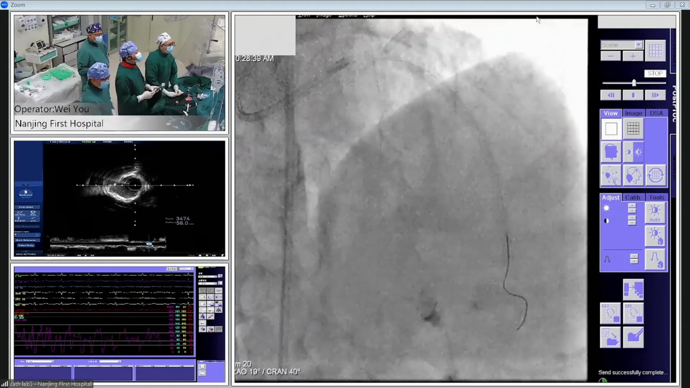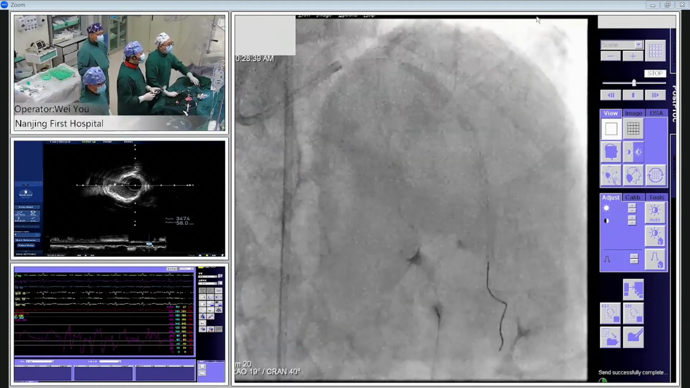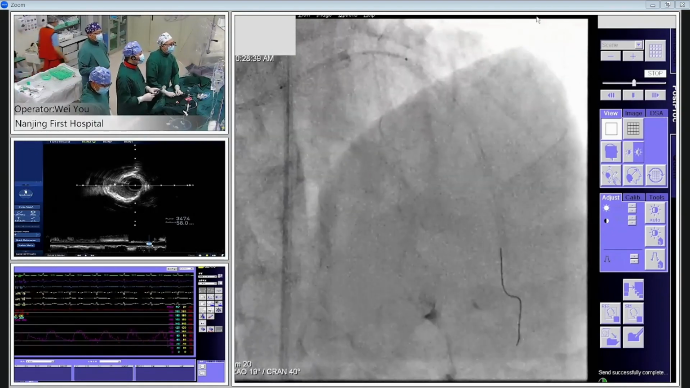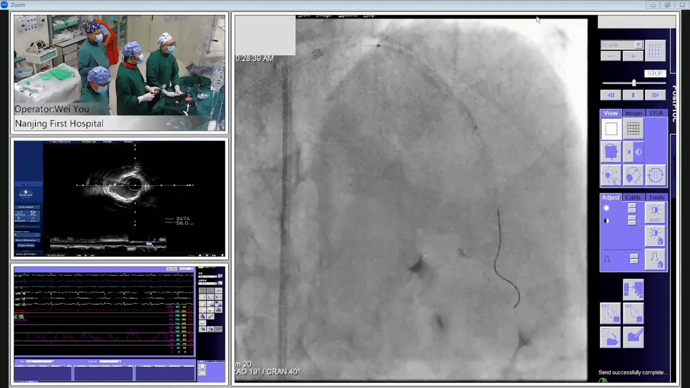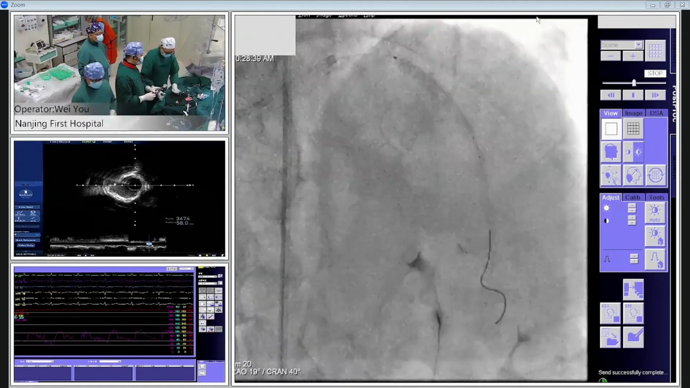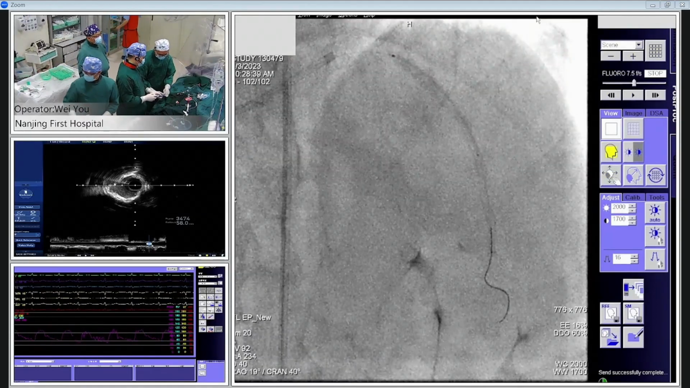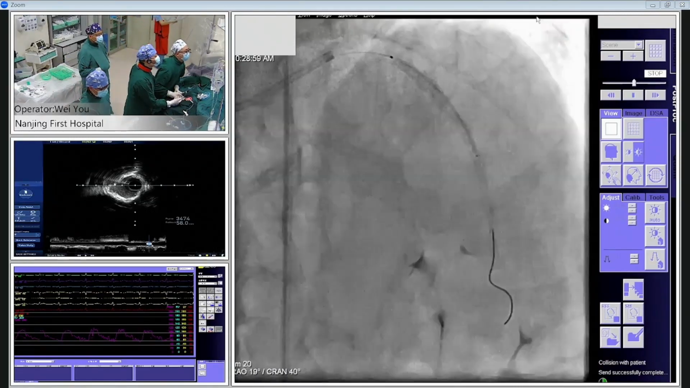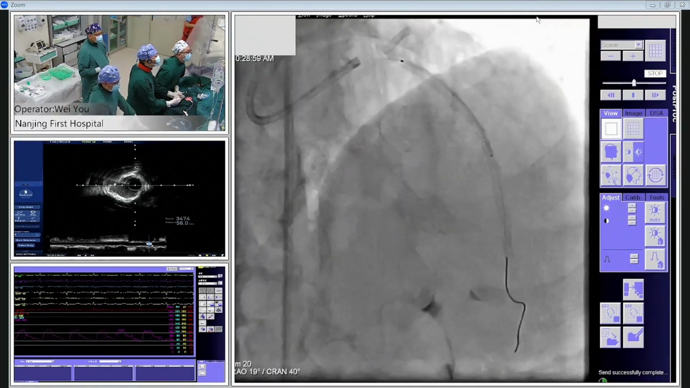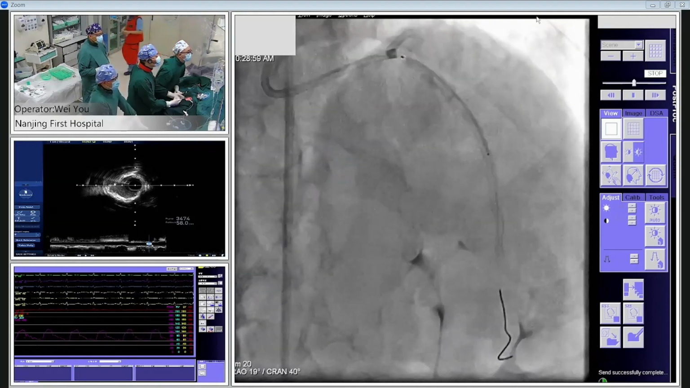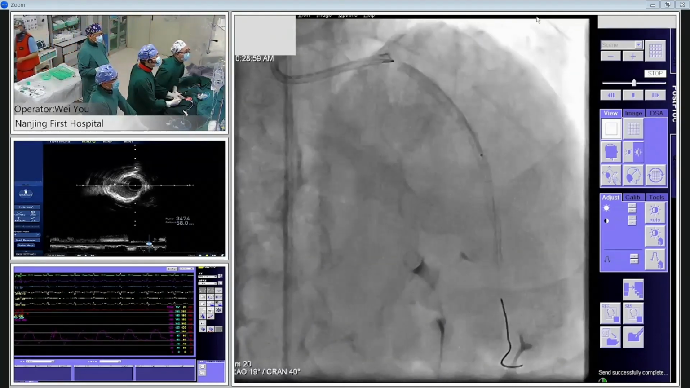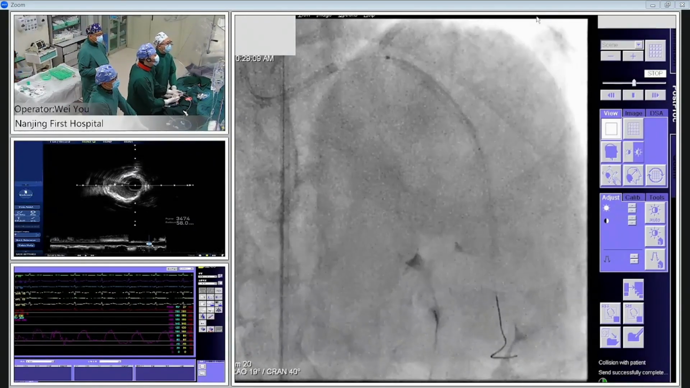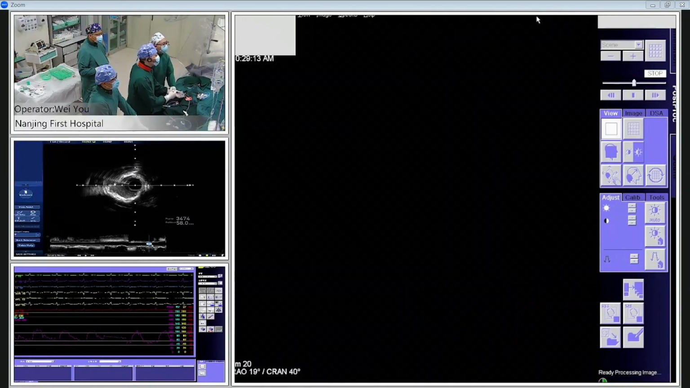Be careful of the wire tip. Okay, good. Wire supporting is very good. Strong support. Okay, wait a second. I think we need to retrieve. Yeah, we can retrieve a bit more proximal. Just overlap too long. Okay. Just take a picture, please, here.